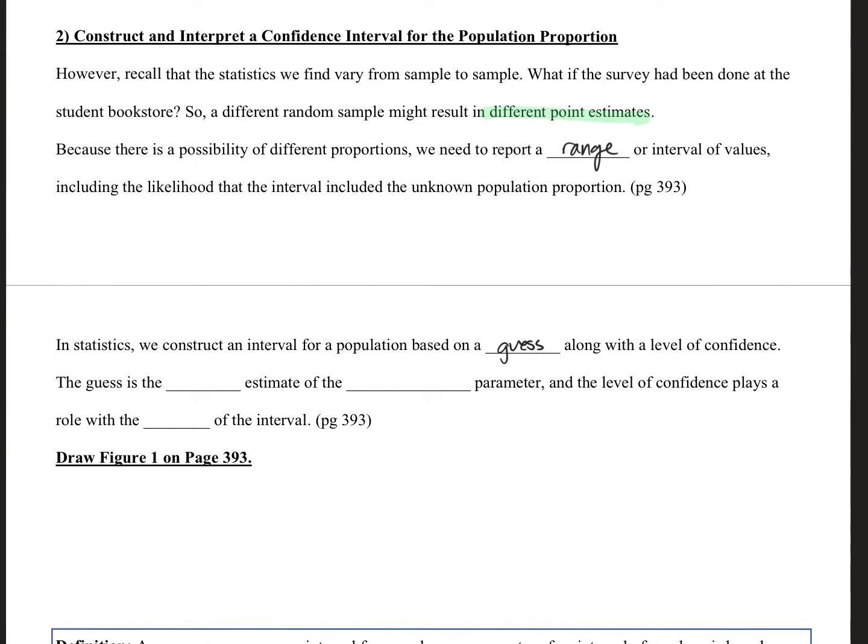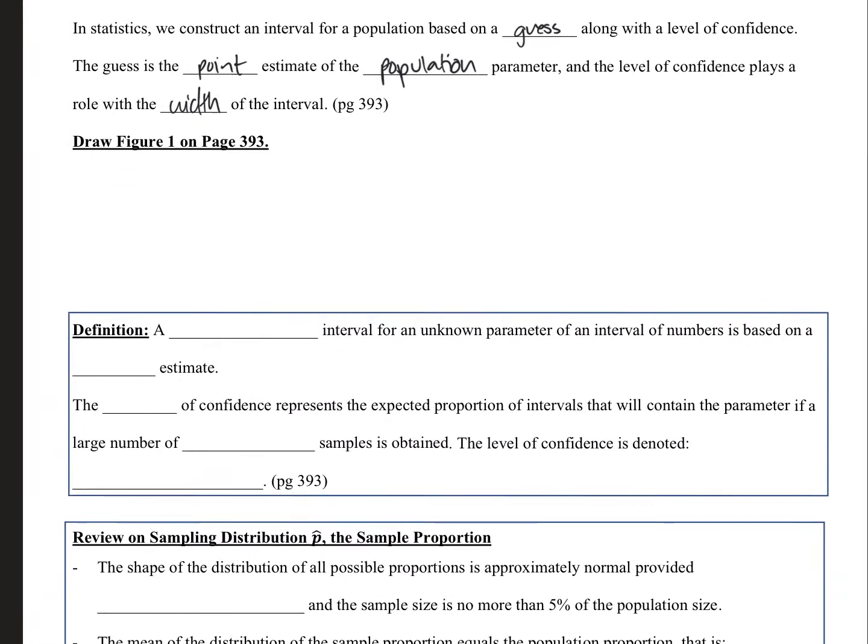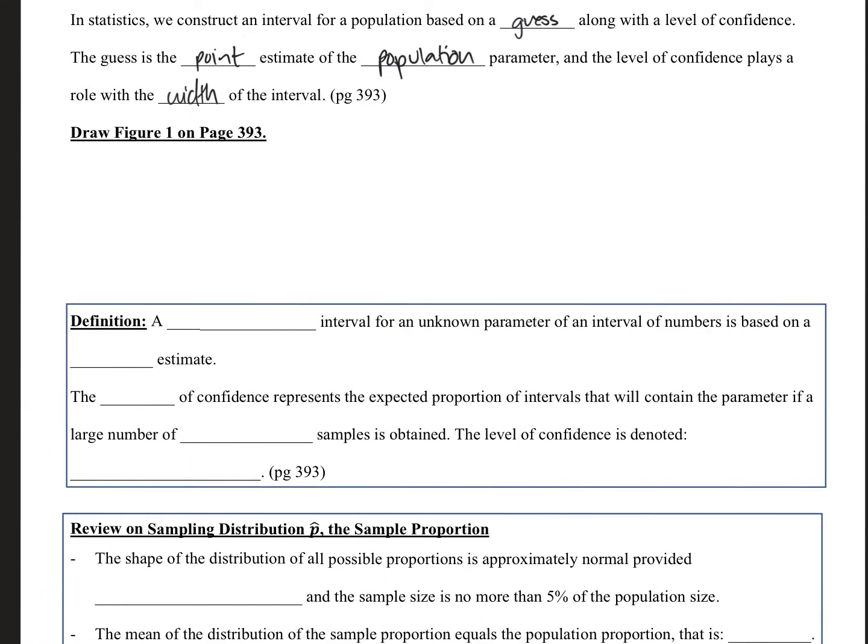Now, the guess is the point estimate of the population parameter. And the level of confidence plays a role in the width of the interval. That's talking about how big our confidence interval would be. Is it a large number, like 95% confident, or is it small, like maybe 50% confident? So I'm going to take a moment to draw a figure. If we have this interval, and this is our guess, maybe we're talking about the mean, right?